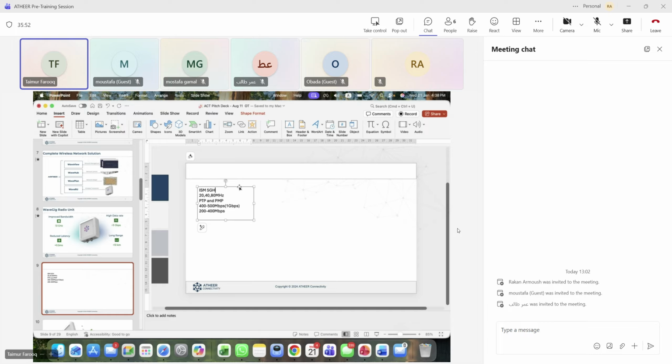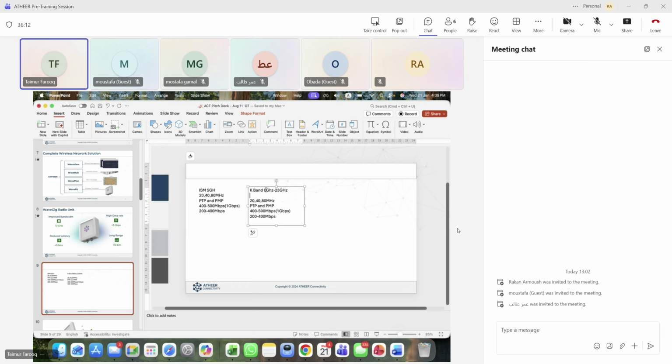So this is one. I'm not going vendor to vendor, I'm going frequency to frequency. Then there comes the K band, which starts from 6 gigahertz and goes up to 23 gigahertz. In this band you will not find point to multipoint at all. You will find only PTP. These links can go up to 2.5 gigabits per second, but they will be point to point only.